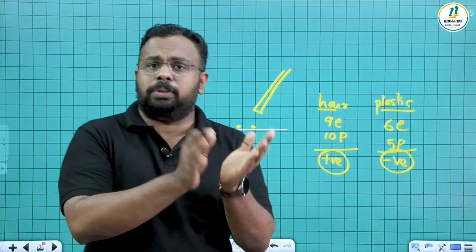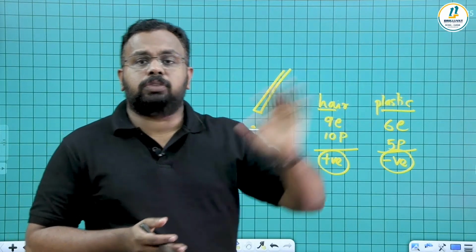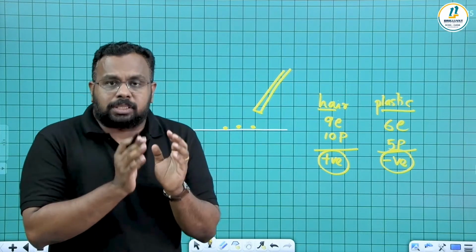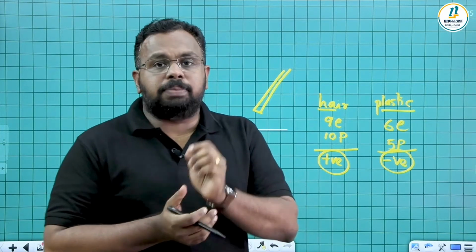When you are rubbing one body with another body, electrons are transferred from one object to another object. Okay, this type of electricity has been given a name.